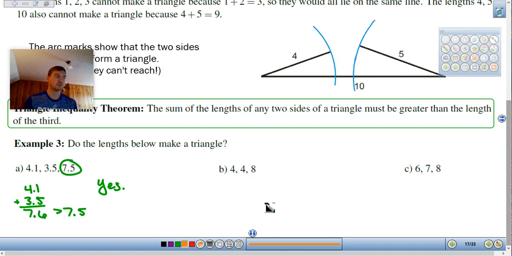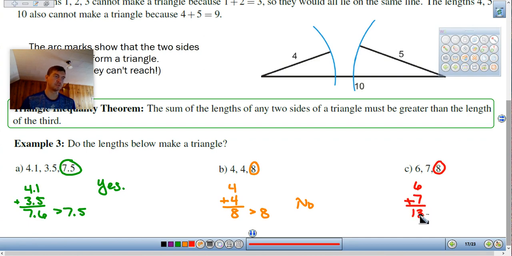4, 4, and 8. My largest side is 8, which means I need to see, will 4 plus 4, which is 8, be greater than 8? The answer to that is no. My largest side out of 6, 7, and 8 is 8. So if I add 6 plus 7 and get 13, is that greater than that largest side? Yes. These 2 make a triangle, but the middle one does not, because 4 plus 4 is not greater than 8.